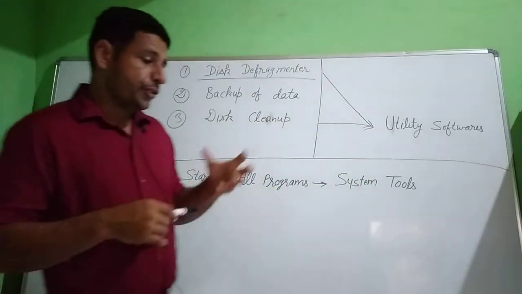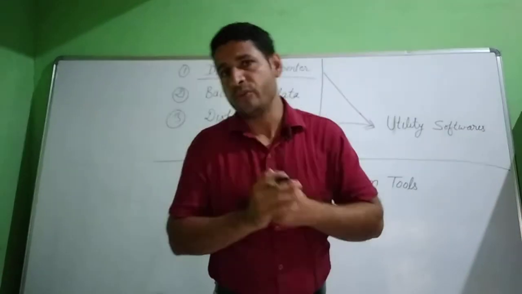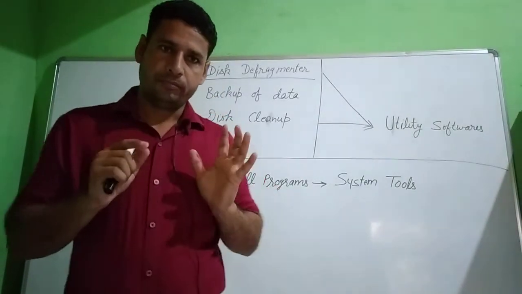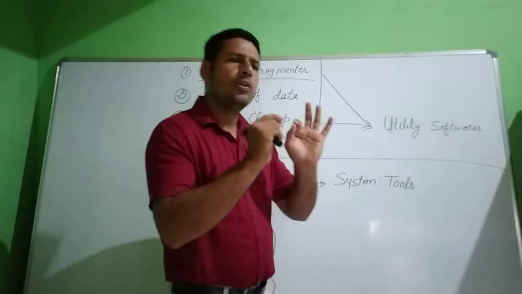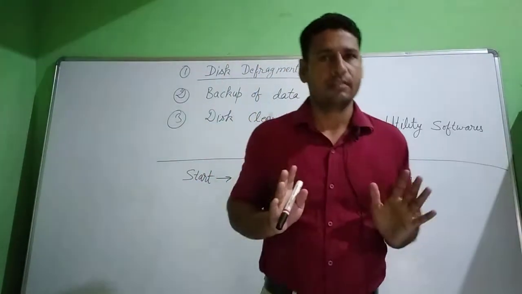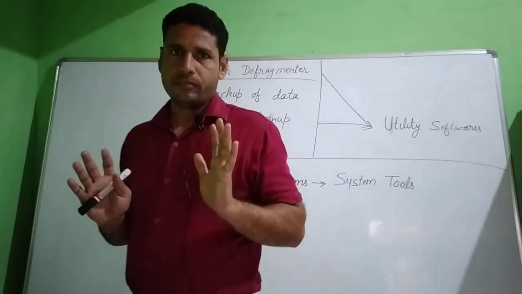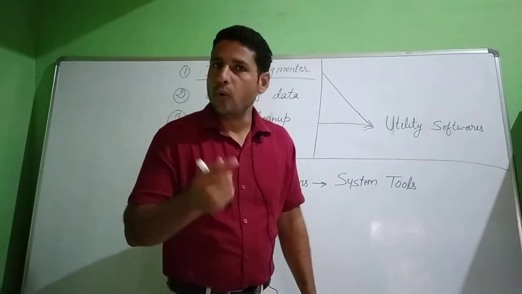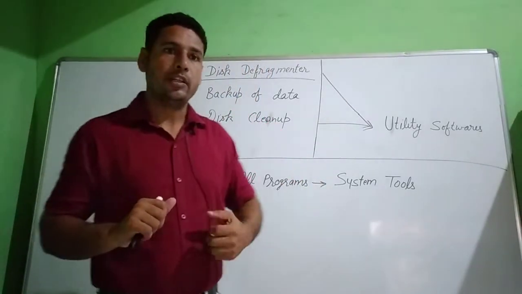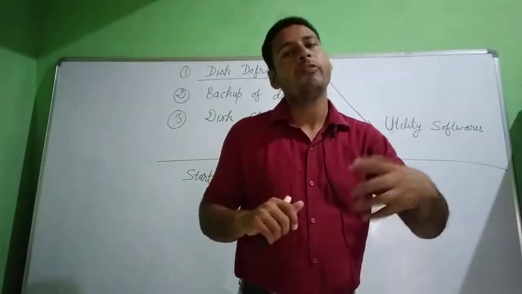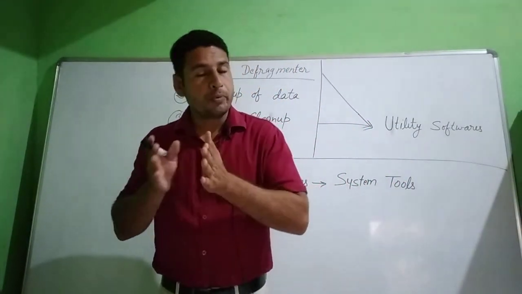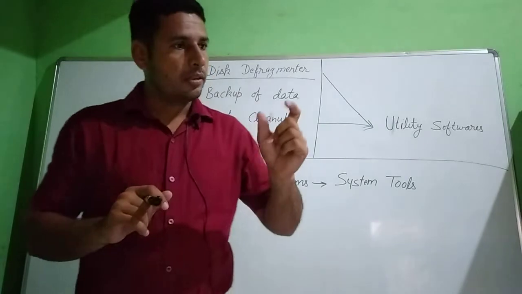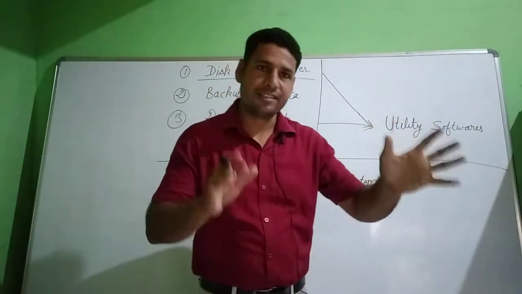Now, utility softwares are those softwares which are designed to perform a specific task. They perform only a single task. They are designed for that only. Example, antivirus. You are all aware of antivirus. What is antivirus? Antivirus is a software which removes the virus from your computer and protects your computer from being infected. It means antivirus has only a specific task.